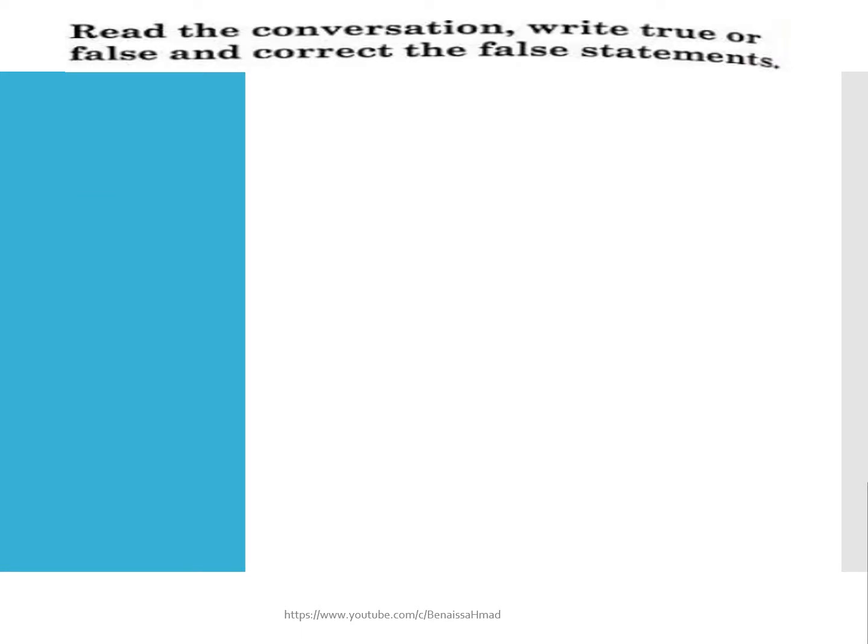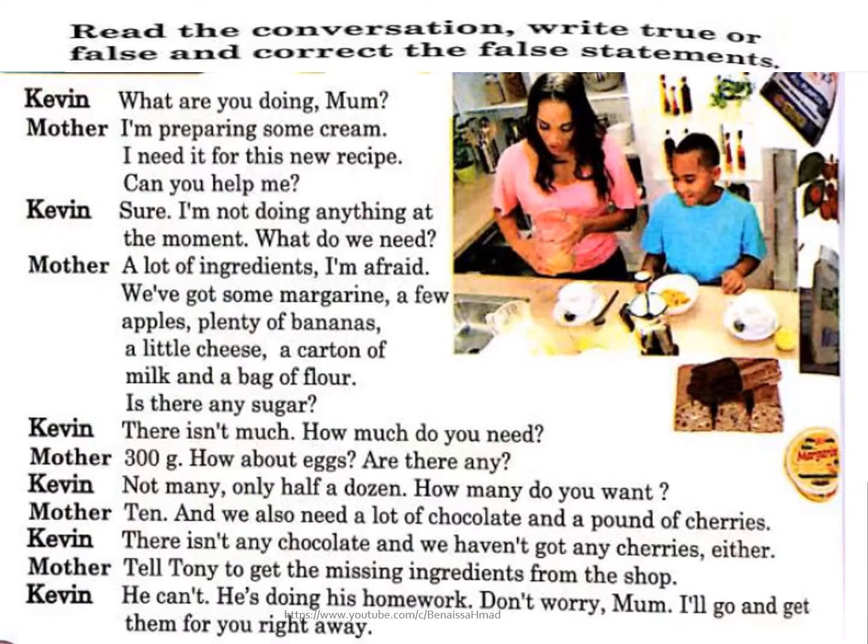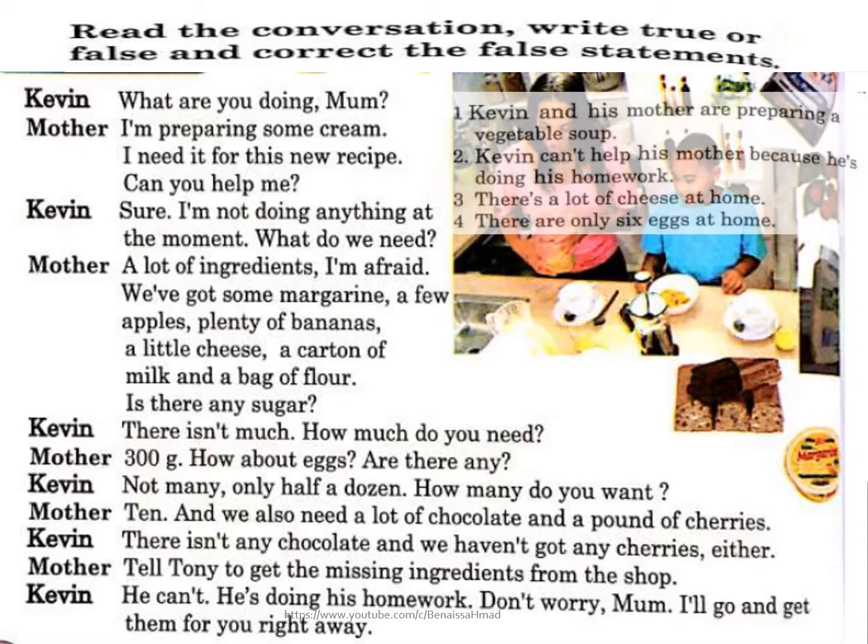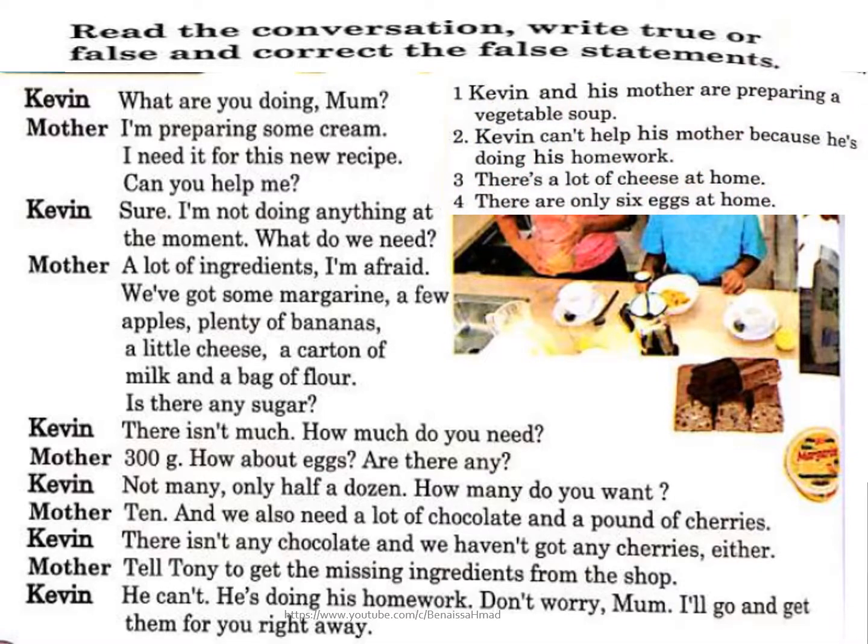Now read the conversation and write true or false, then correct the false statements. Here is the dialogue between Kevin and his mother. Take your time, try to read the dialogue, then write true or false for these questions. Pause the video and take 5 minutes to do this activity.